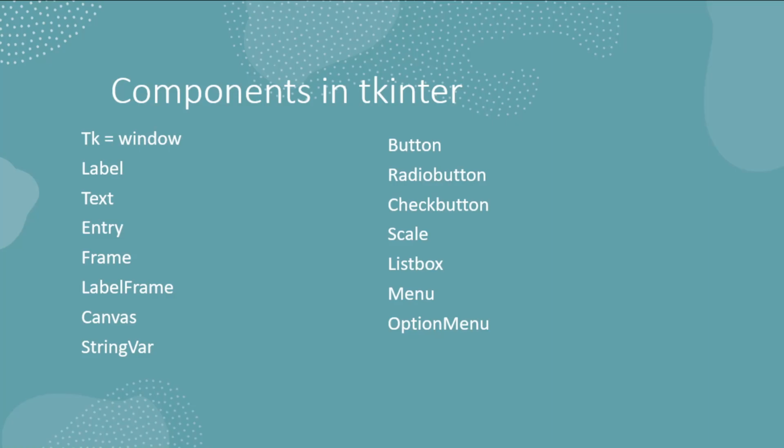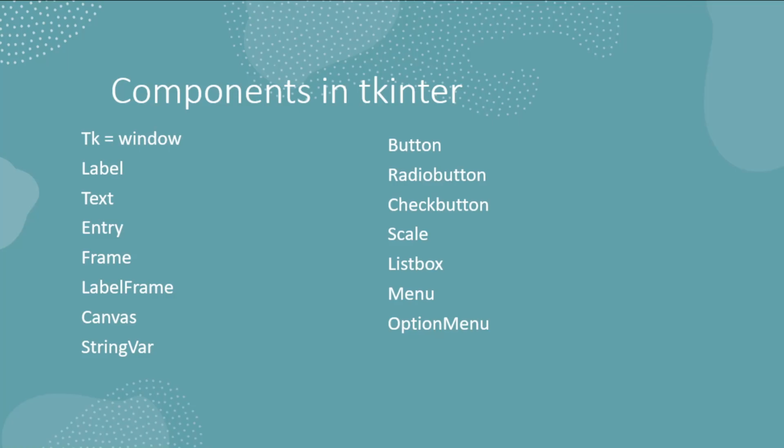A frame is like a little box you put stuff in, and a label is text on that frame. Canvases you draw on, and string variables are variables that are strings that you can use to dynamically change text on a screen. Then you have buttons and radio buttons and checkboxes and scales and list boxes, all the standard things you'll see. I'm not going to show you every single one of them here because you're probably familiar with them from using GUIs, and you'll see them as we go through and code anyway.